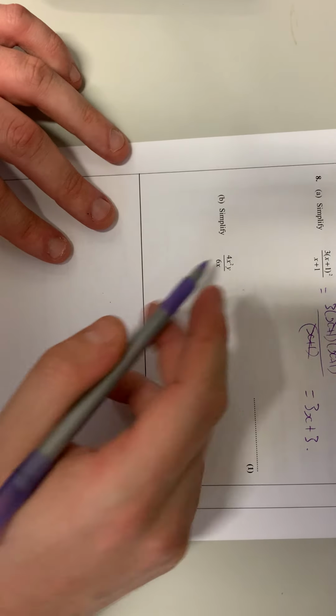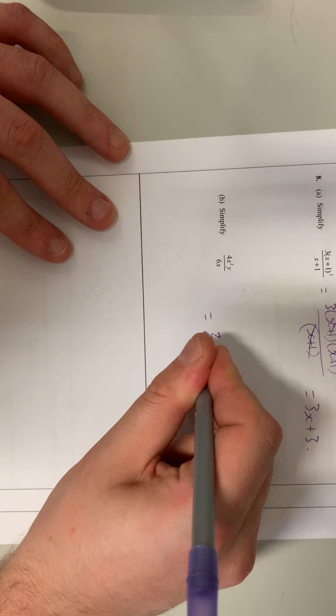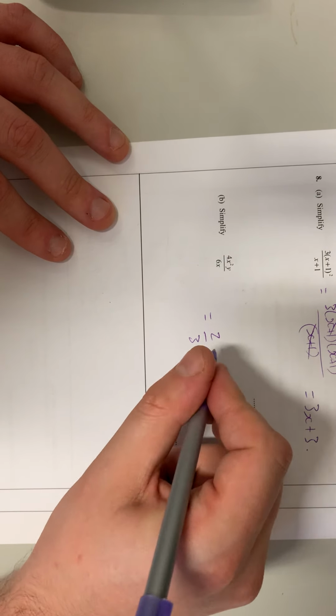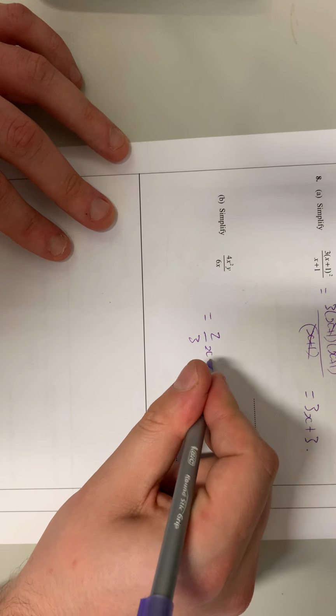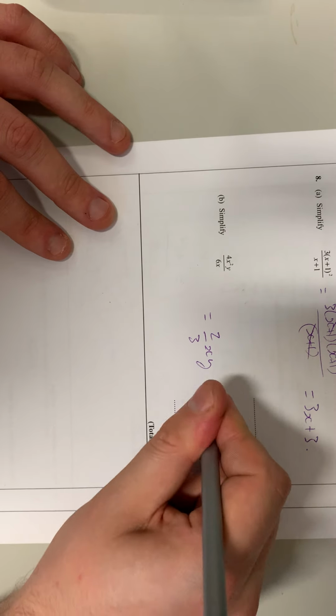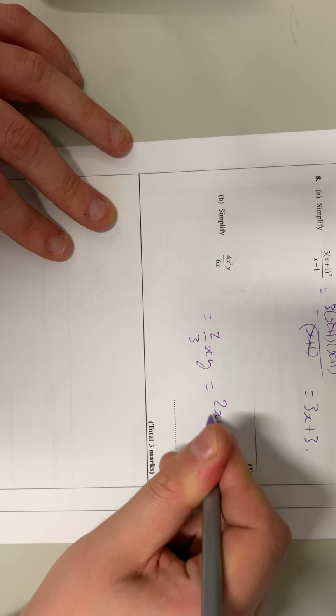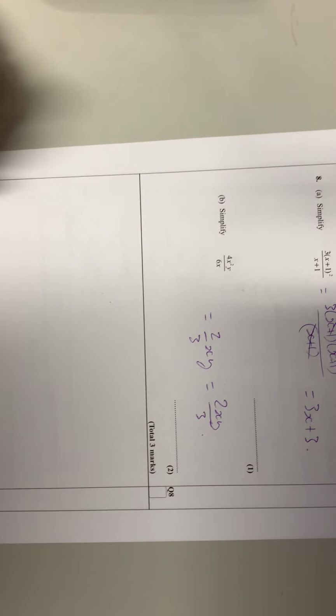And then for this final one, 4 divided by 6 is the same as 2/3. x squared divided by x leaves x, and then y is still present. So I can either write it like that, or some of you would prefer to write it like this. They're both valid.